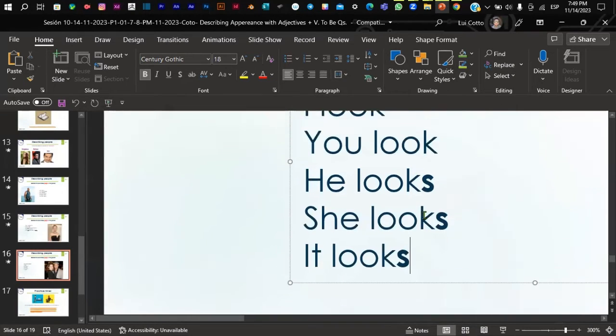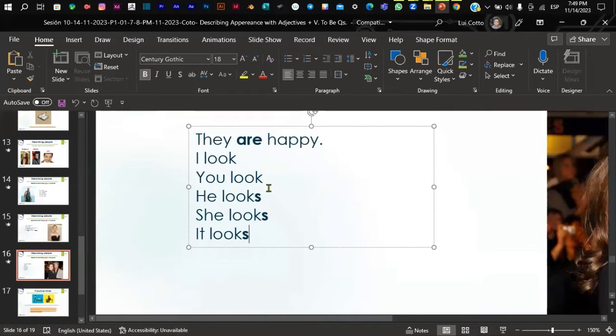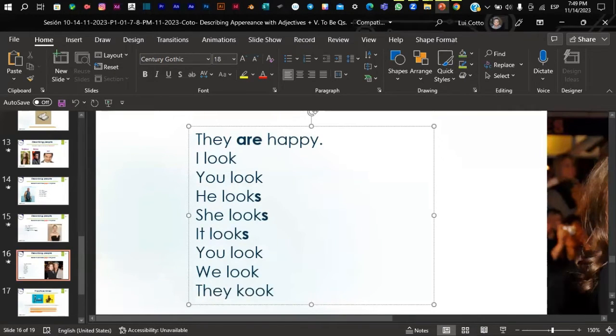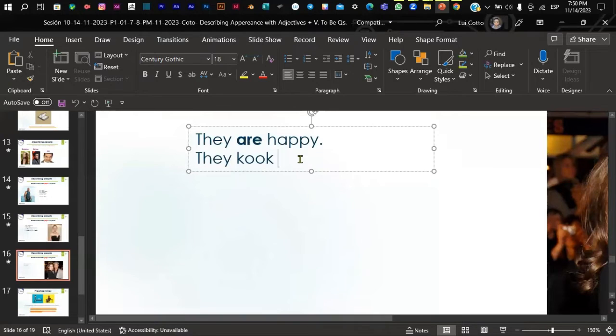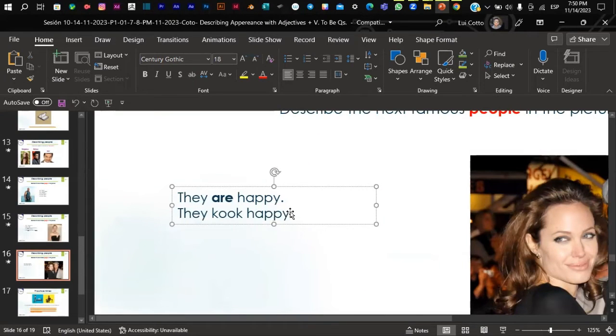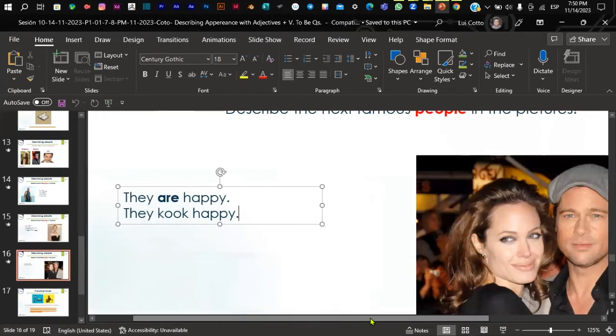It looks. Next, ¿qué sigue? What is next? You singular, and we have a you plural. You look. Next, what is the next? We. Hey, don't forget we. No olvide el we. We look. And they look. Okay. Only for he, she, and it is letter S. But for they is normal. They look happy. Correct. Excuse me? Can you repeat it?